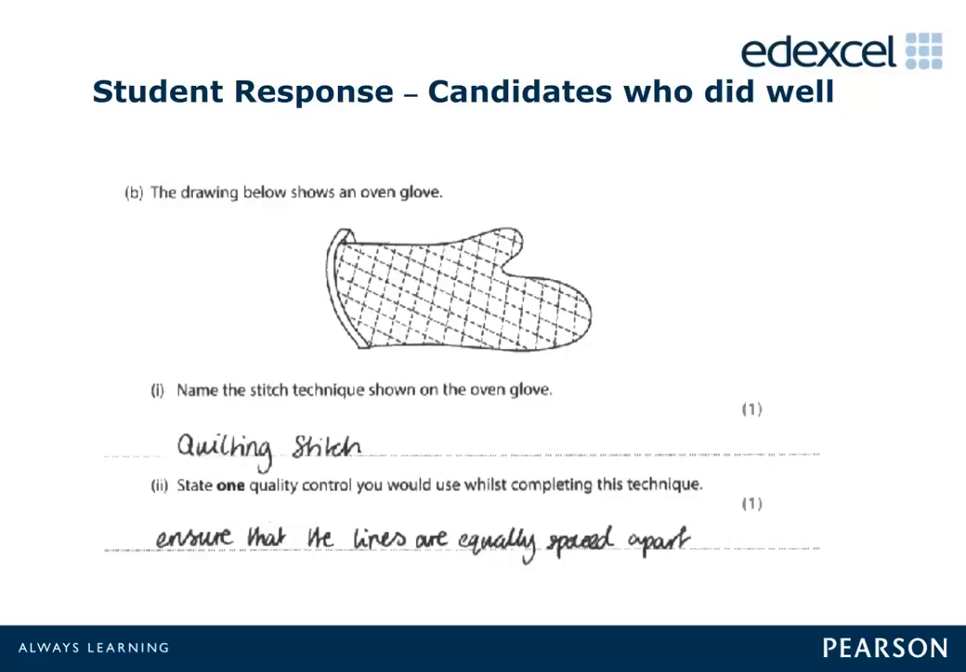Question 11B Part 2 was well answered, as many students were able to use the diagram to aid their response, even when they had little knowledge of the formal name of the technique shown. As such, students were still able to gain a mark for a correct quality control.